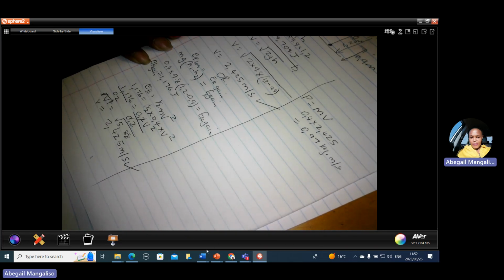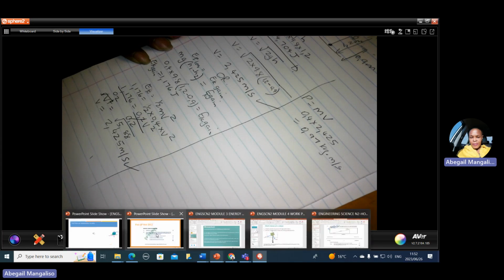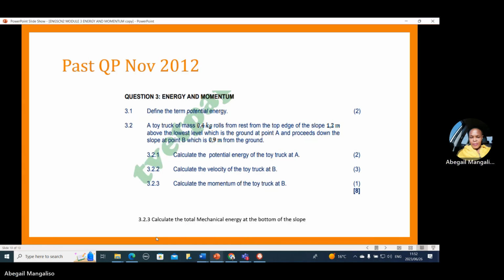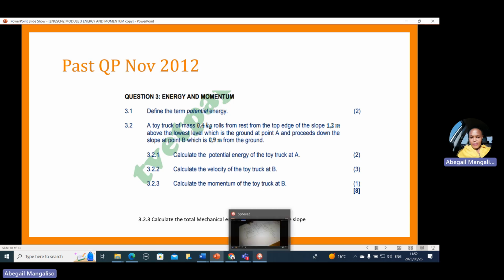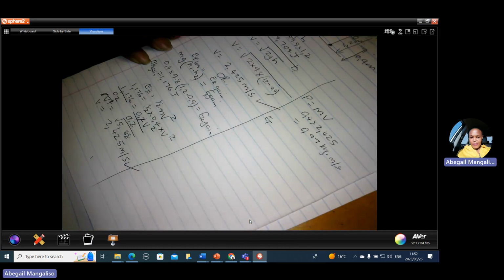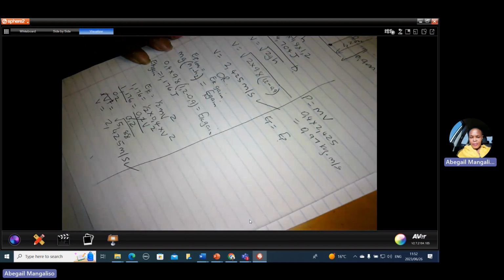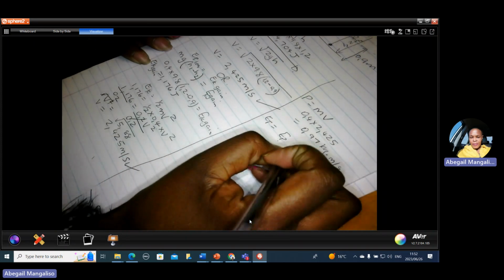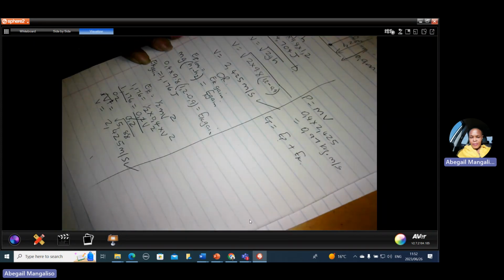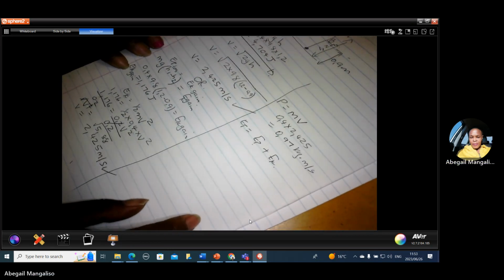The one that says calculate the total mechanical energy at the bottom of the slope. So the formula to calculate the total mechanical energy is this one that says ET, the energy total. It is equal to EP at the bottom, because it says calculate at the bottom of the slope, plus EK at the bottom.